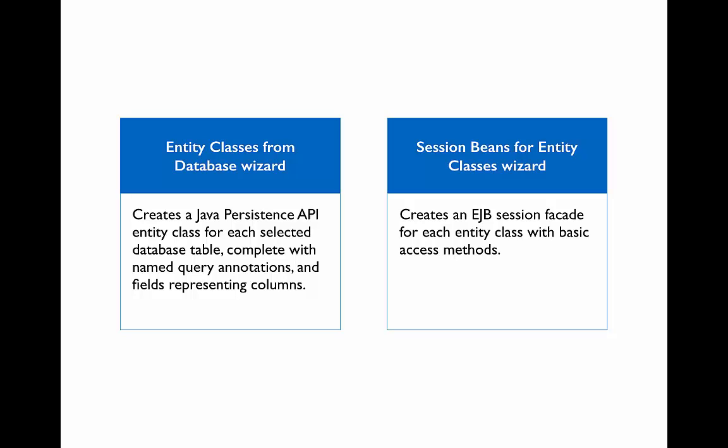The first wizard, Entity Classes from Database, creates a Java persistence or entity class for each database table. Entity classes contain fields that correspond to the fields of the table they represent, and they have getter and setter methods for each field. Each entity, that is, each instance or object, corresponds to a record or row in the table that the class represents.